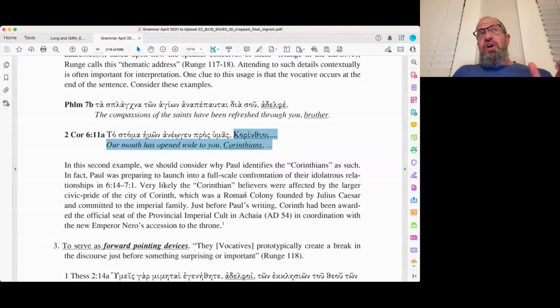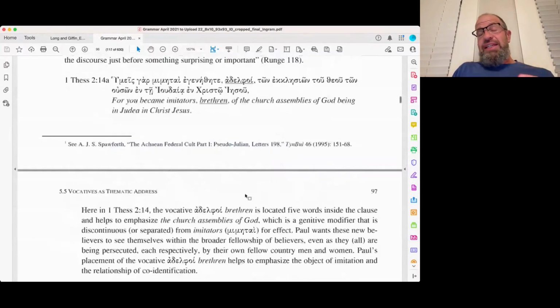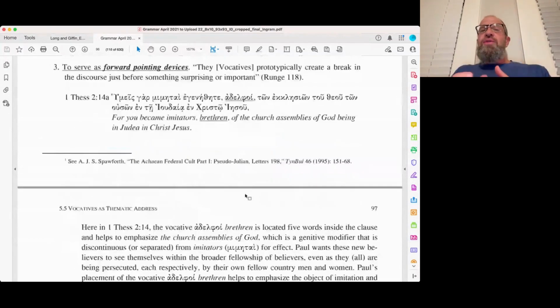These vocatives also can occur any place in the sentence. When they occur in the sentence, they form a kind of break. They serve to pause the discourse. And in this sense, they set off what follows as particularly important. You can see the example of 1 Thessalonians 2:14 that I provide there.